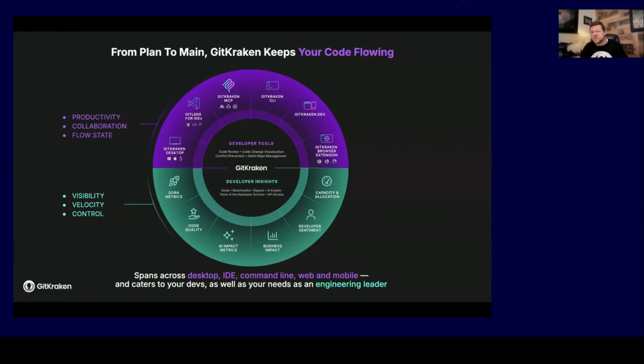On the top in the purple, just to give you a really quick overview of our platform, you can see all of our different developer tools. Some of you, if you're familiar with GitKraken, maybe you've used GitKraken Desktop or GitLens for VS Code or in your IDEs. We also have MCP tools and CLI tools as well. What we're going to be focusing on today is on the bottom of this circle in green. That's GitKraken Insights. These are our developer insights, and they give you visibility into things like DORA metrics, code quality, and really what we're going to be focusing on today, AI impact and how that measures up to business impact. So that's what we're going to be going over today.